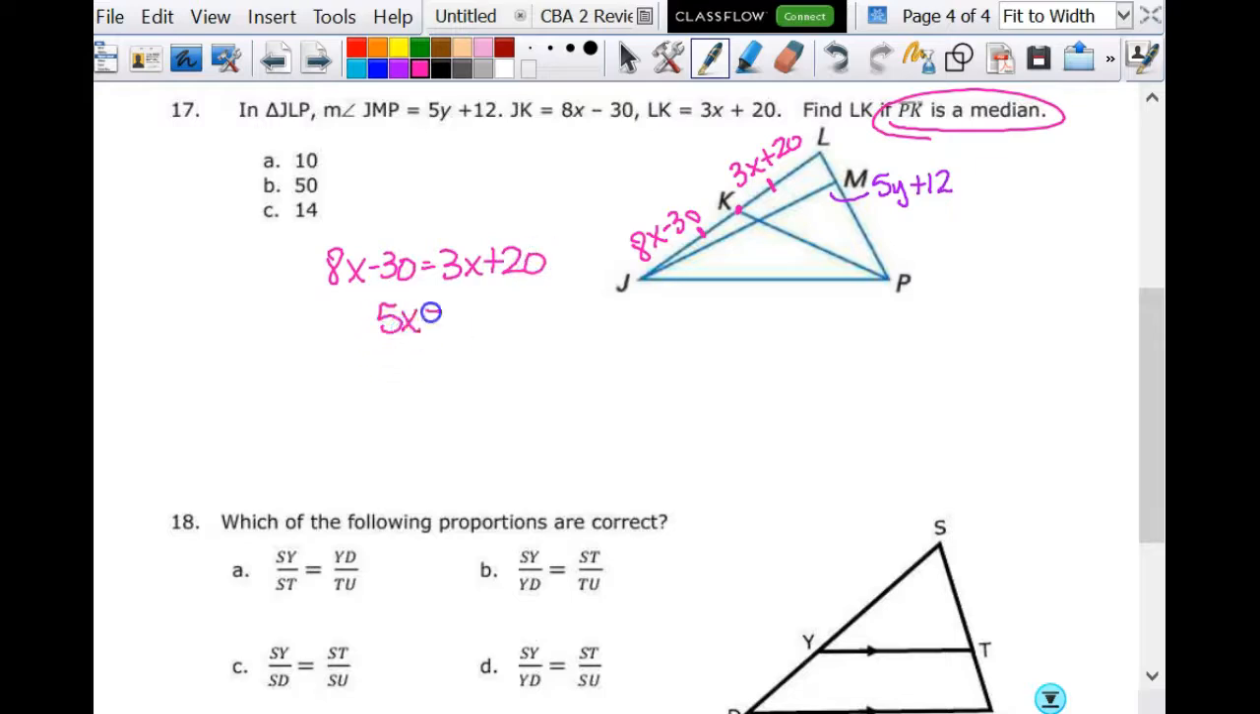So 5x equals 50 and x equals 10. Don't go circling A over there because nobody asked us for x. They asked us for LK, so I got to plug it back in. So 3 times 10 plus 20. That's 30 plus 20, that is 50.